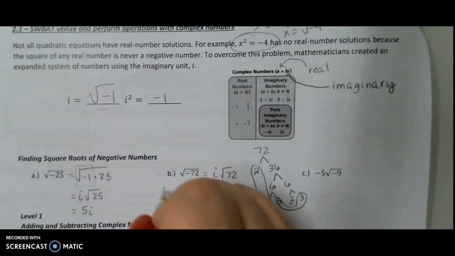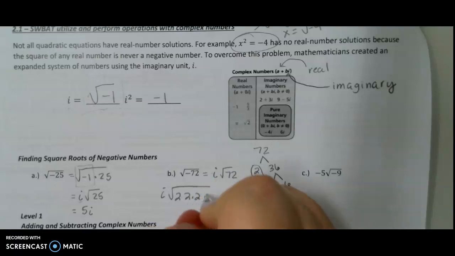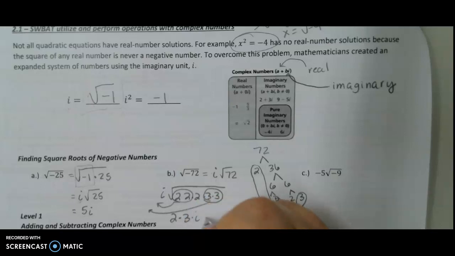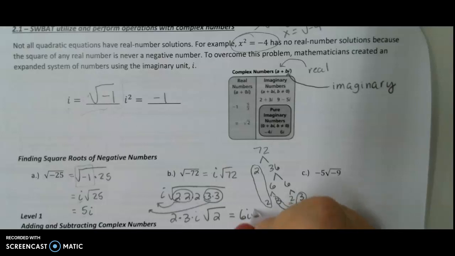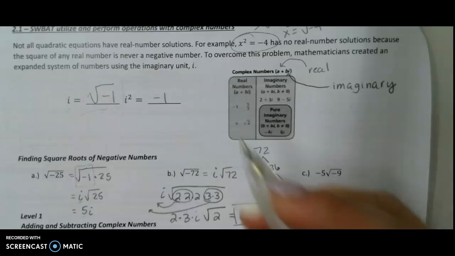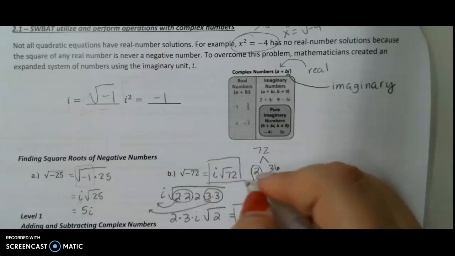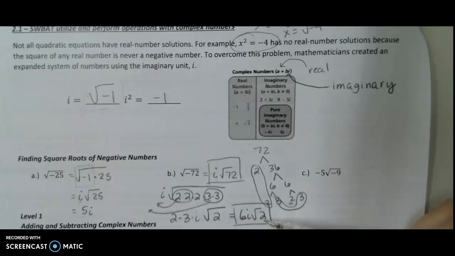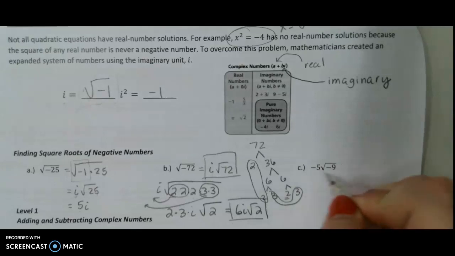So we're going to have i times the square root of 2 times 2 times 2 times 3 times 3. I take out my pairs, I move them out, so I'm going to get 2 times 3 times i on the outside, and then I'm left with this 2 here, so this becomes 6i times the square root of 2. For right now, my only concern is that you can do this. If you don't know how to break it down further, that's something that we can talk about when we're in person.